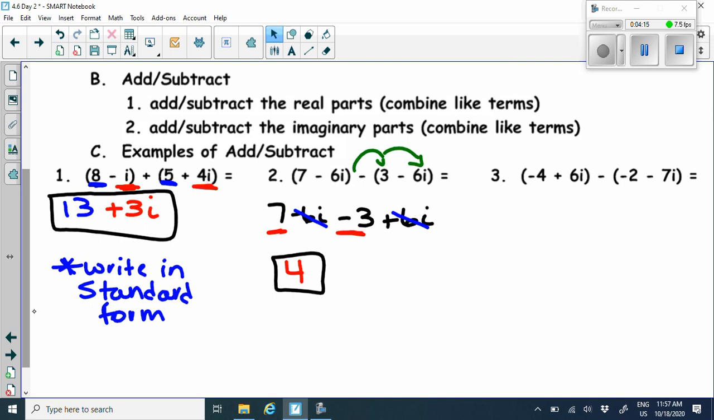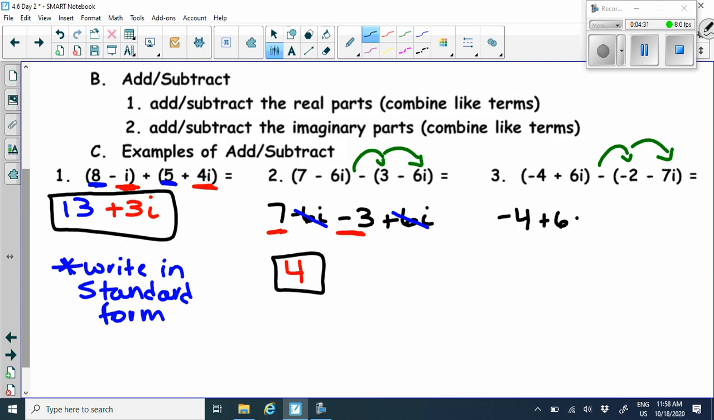Okay, pause the video and try number 3. Okay, let's see what you got. So don't forget, distribute. We do have a subtraction sign, so we need to distribute that to both the -2 and -7i. I'm going to rewrite, so I have -4 plus 6i. 2 negatives make a positive, so I have plus 2. And same thing for the 7i, I now have plus 7i. Please do not forget to distribute that negative.